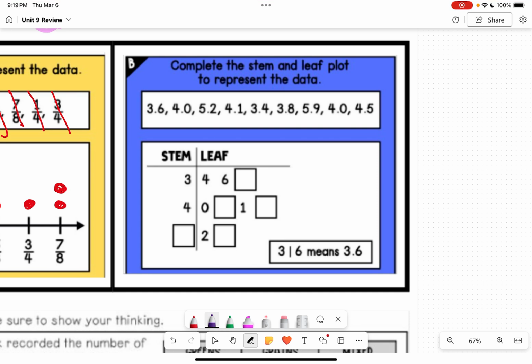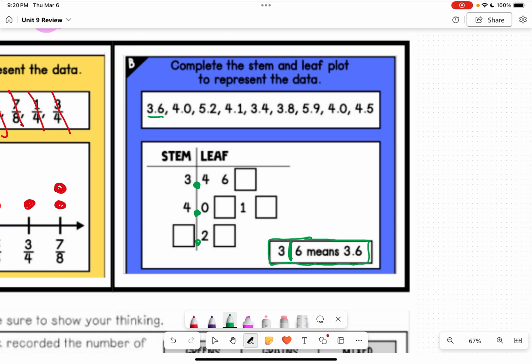The first number is 3.6. I'm looking right here. I go to my stem and leaf chart, and first I read my key. My key is telling me that a number slash another number means it's a decimal. Remember that's a slash, not a 1. To help you remember, all of these are decimals. I am looking to plot 3.6 onto my stem and leaf chart.